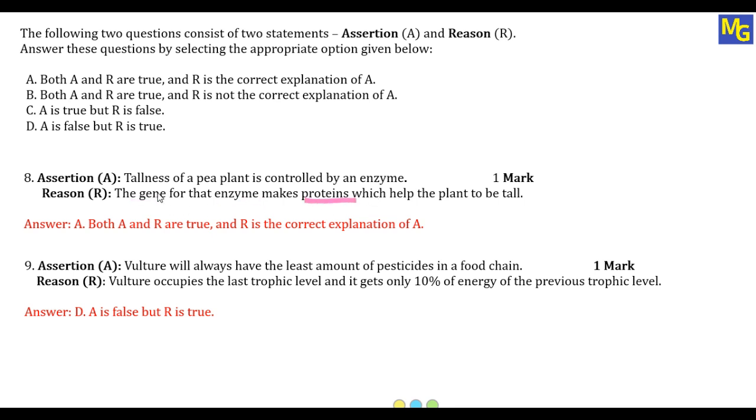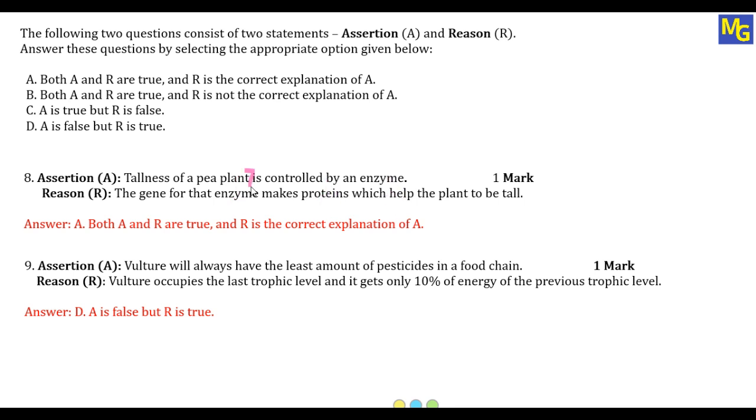Always, if you want to see the tallness or the darkness in the plant, the main thing is the gene. Gene is responsible for the particular enzyme. This enzyme will prepare a protein, and using this protein the tallness or the darkness will be decided. So everything is in control of this gene. If the gene gives the order, enzyme secretion will be more, protein secretion will be more, height will be more. If the gene will not give the order, enzyme secretion is less, protein will be less, then the height will be less. Therefore, these both are correct.